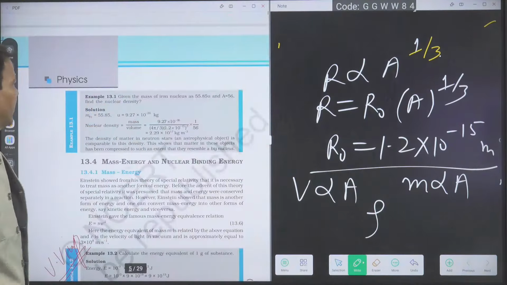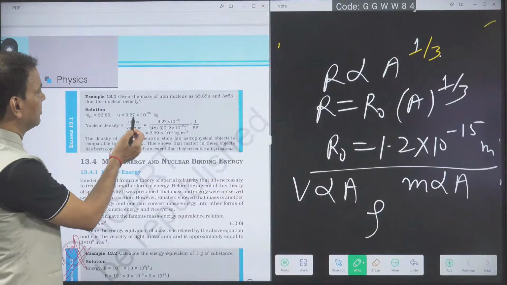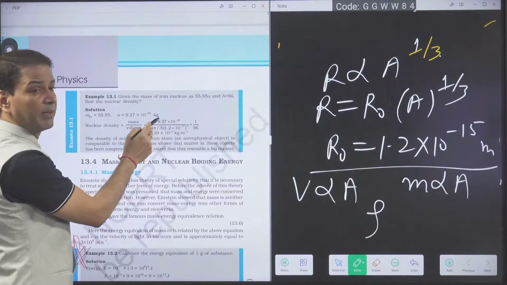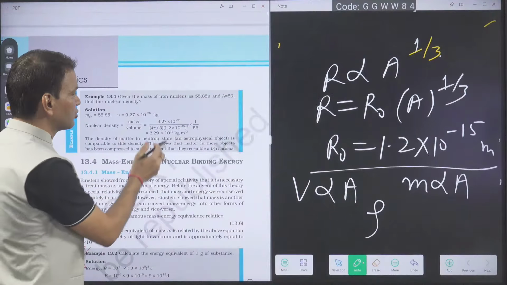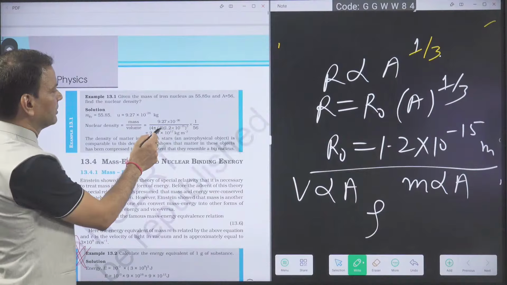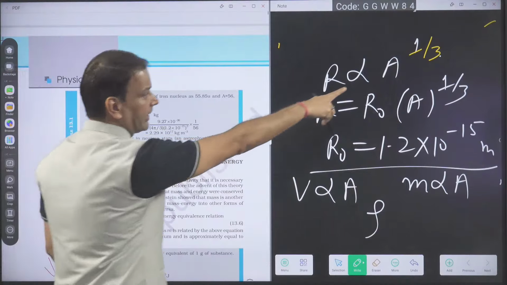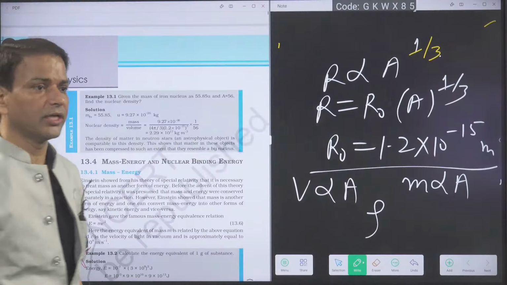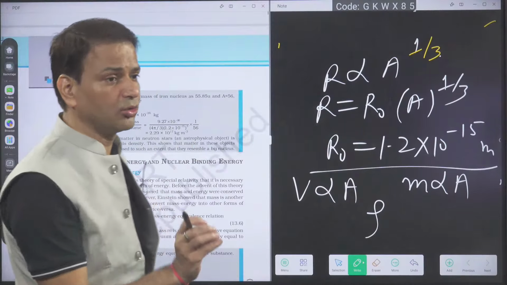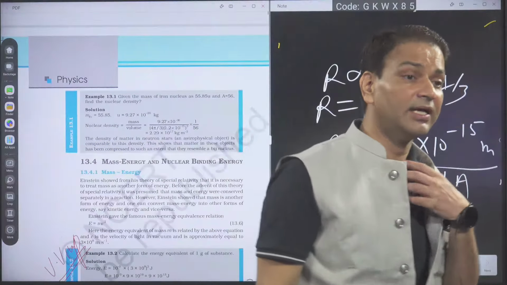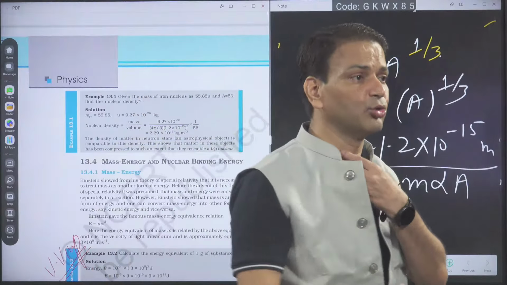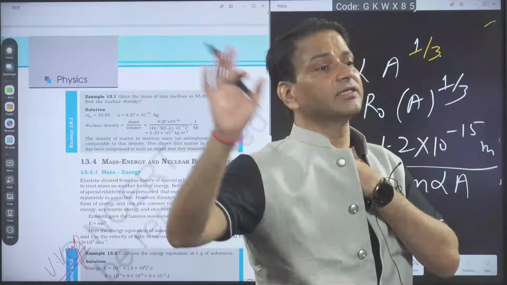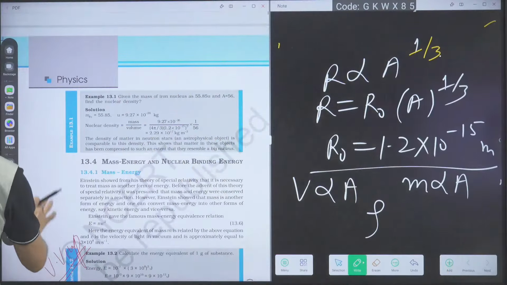Here they have calculated that value also. Nuclear density is mass by volume. The mass number is 55.85, then they have converted it into kg by multiplying by 1.66 into 10 to the power minus 27. Then for the volume, 4/3 pi r cube, taking the r cube, you get A, which is 56. By putting in the values, we get 2.29 into 10 to the power 17 kg per meter cube. You have to remember the unit also. Suppose in the exam they ask in kg per centimeter cube or gram per centimeter cube, the order will change. So it is of the order of 10 to the power 17 in the unit of kg per meter cube.